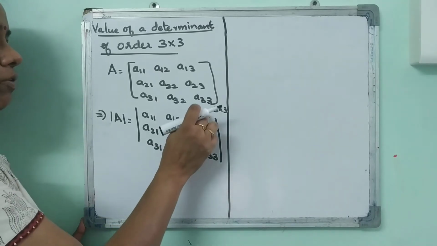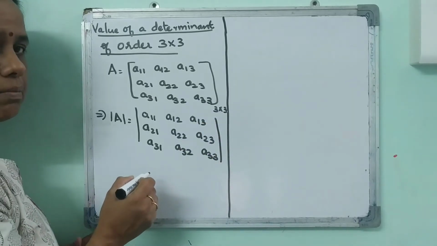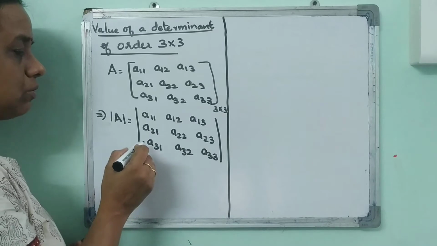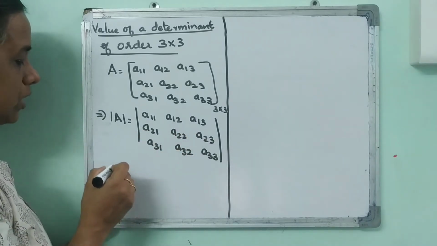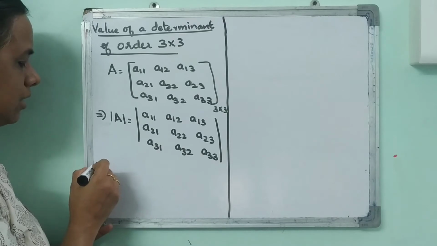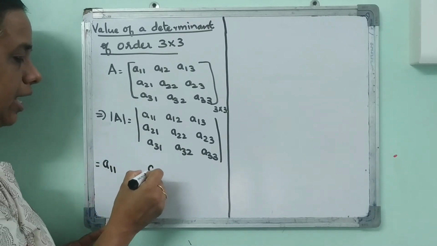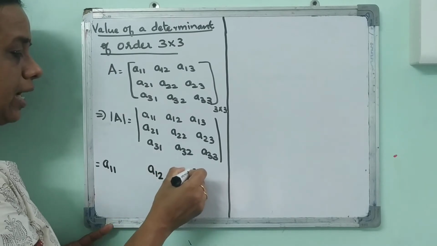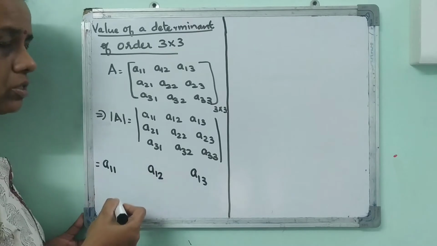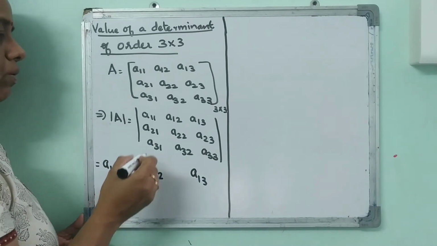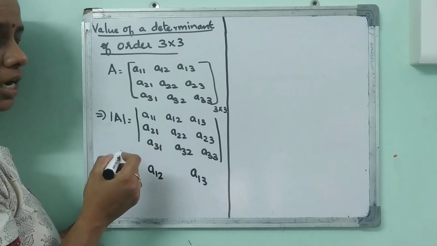Before finding the value of this determinant, take the first row elements. What are the first row elements we have? First row elements are A11, A12 and A13. I have put some gap in between; why that gap is put like that, I will tell you. So the first row elements are taken.